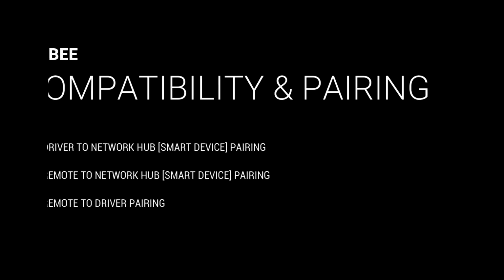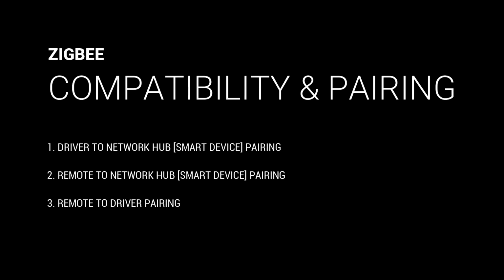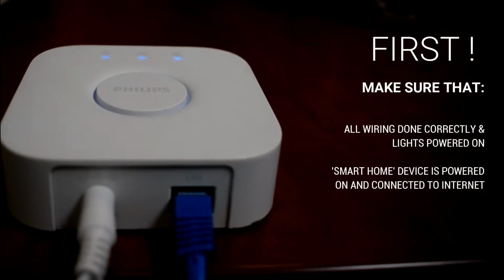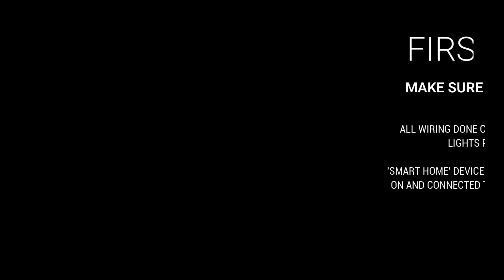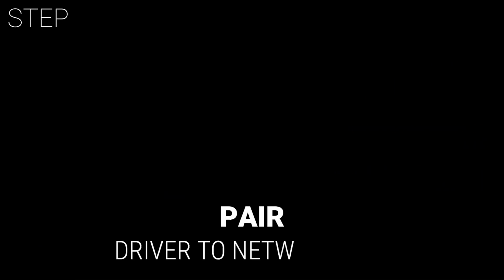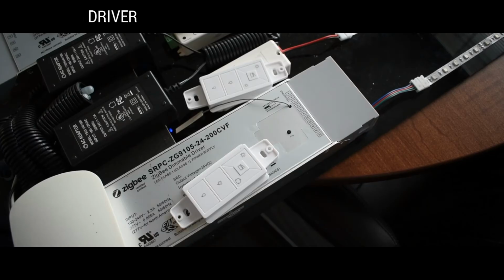On the Zigbee side of things, the pairing procedure gets a little more complicated. Before beginning, ensure that all wiring is done correctly, as well as the smart home device is powered on and connected to the internet. For future reference, I will be calling the smart home devices in question the network hub. The first step is to pair the driver to the network hub.